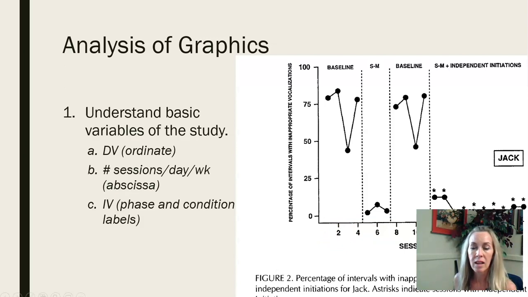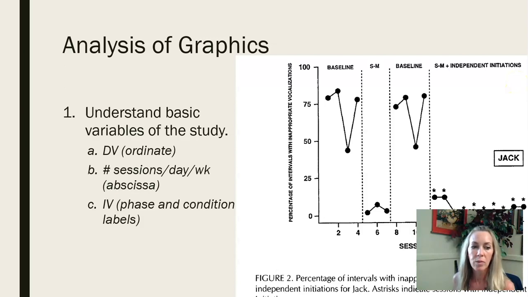Across time, the intervention is either in place or it is your baseline condition or treatment as usual. So here you can see we have baseline condition, treatment as usual, moving on to a self-management condition where the student observes his or her own behavior and responds accordingly. A return to baseline condition, and another self-management condition, where the sessions in which the student independently initiated the self-management is noted with an asterisk.